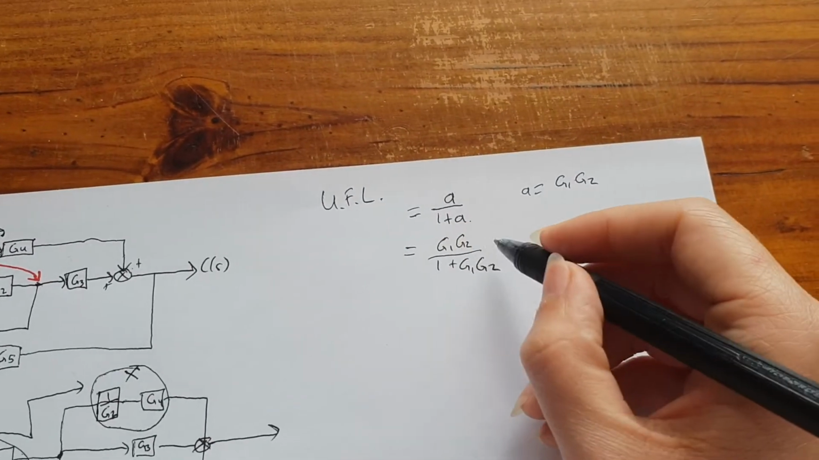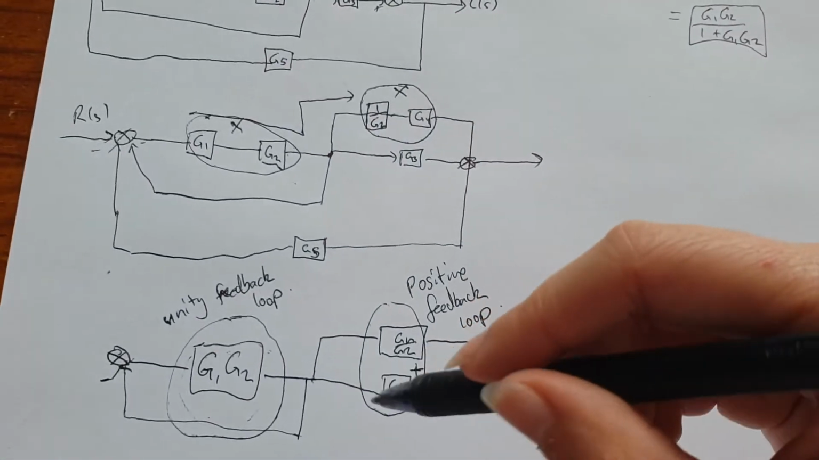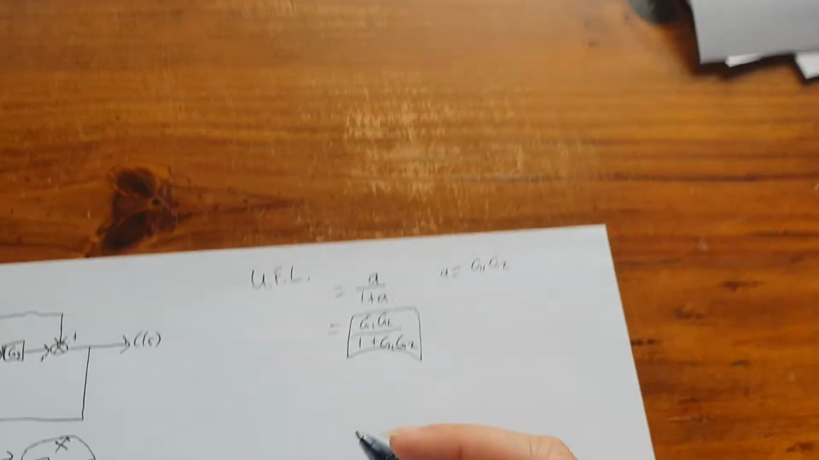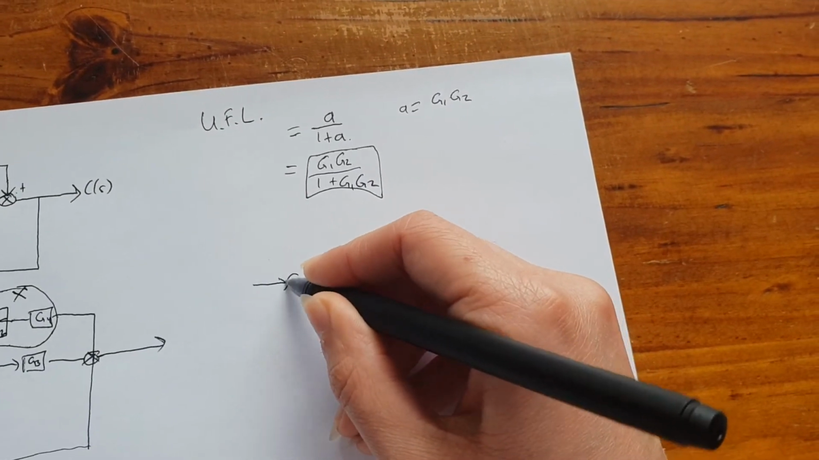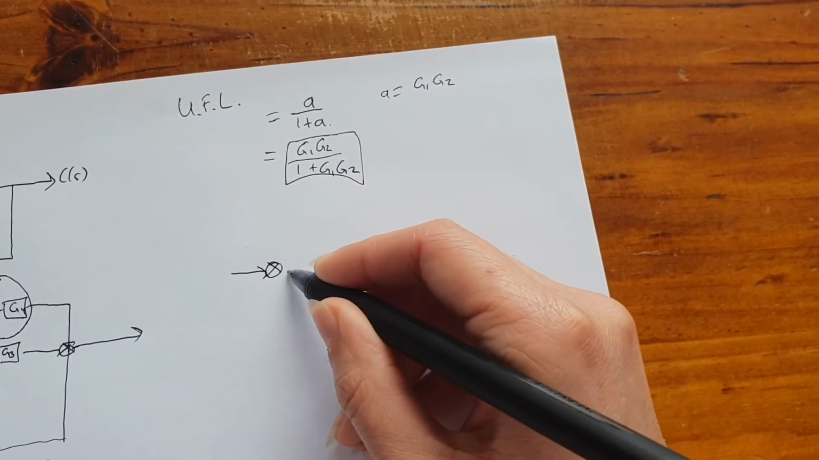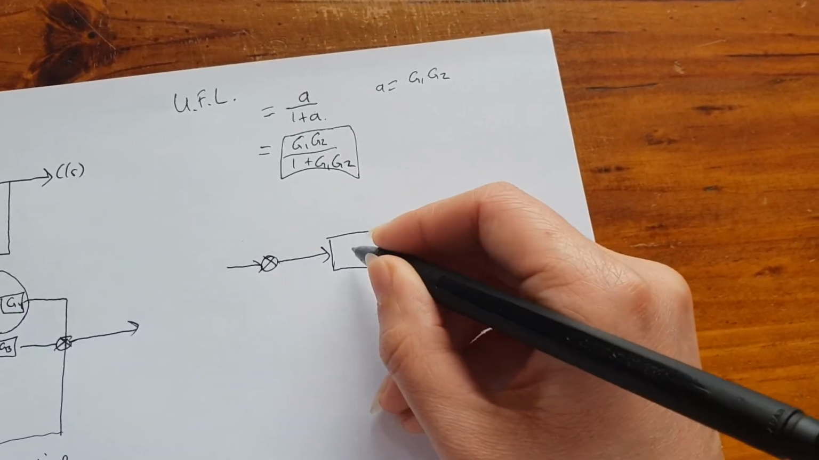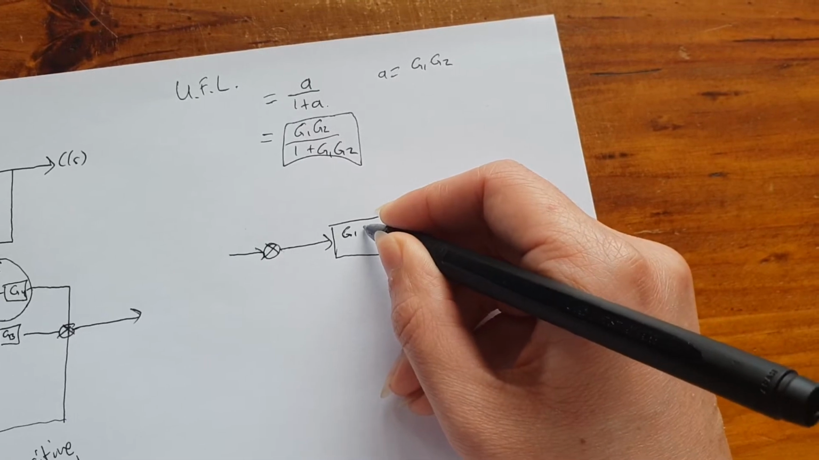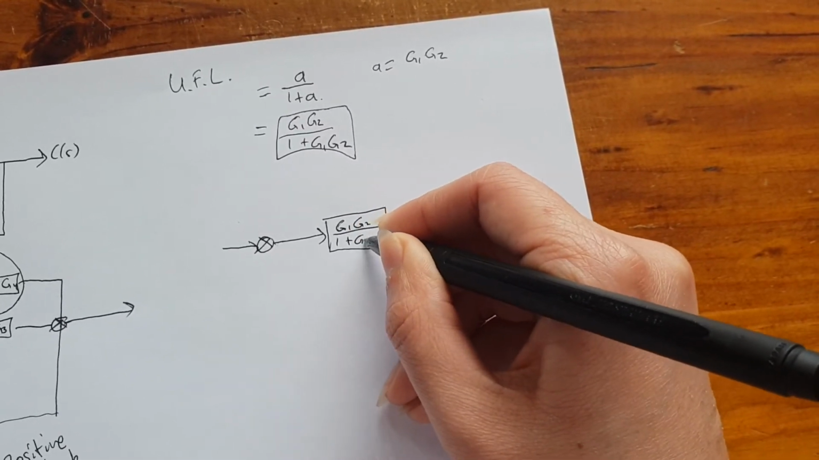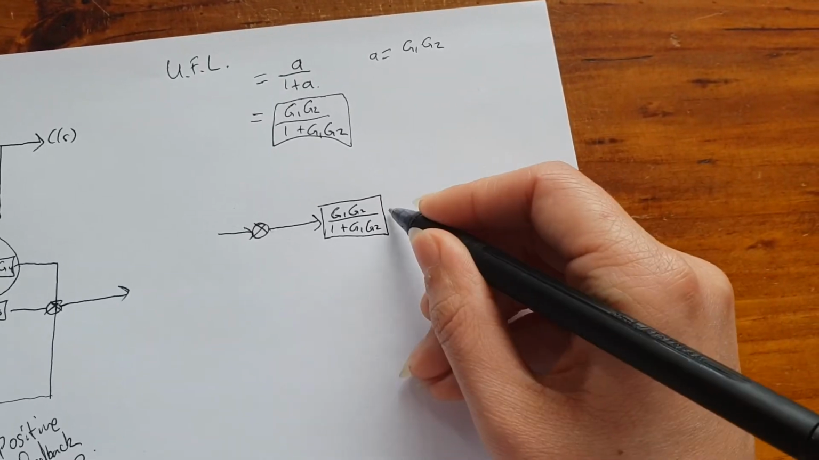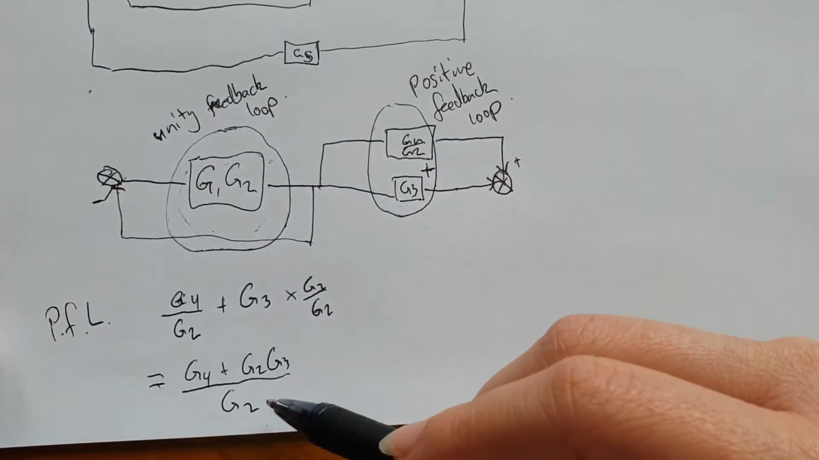Okay, now that we have our two functions, let's go ahead and write out our whole new system again. So we have our summation there. Now our new unity feedback loop, G1, G2 over 1 plus G1, G2. Then it goes straight on to our simplified positive feedback loop.